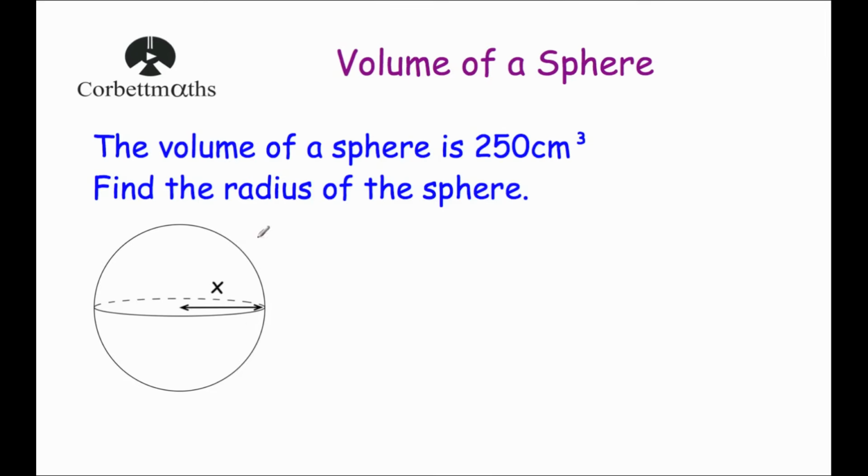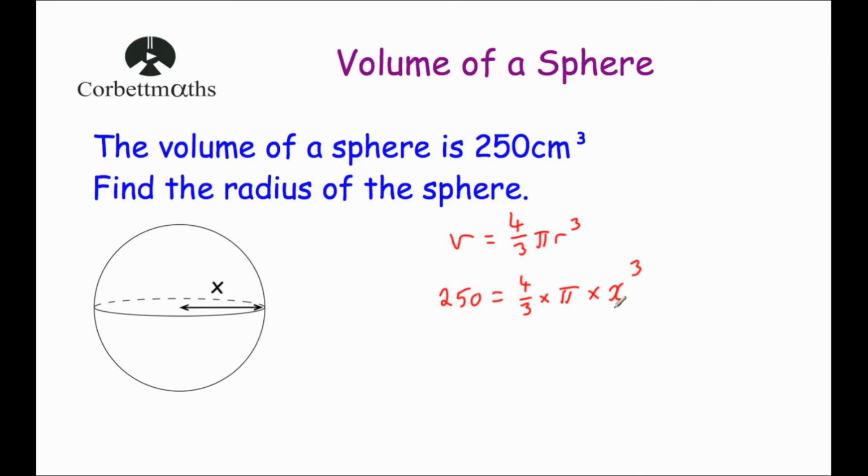Okay, and our last question. We've been given a sphere which has a volume of 250 centimeters cubed, and we've been asked to find the radius of the sphere. So in other words, working backwards. So the formula is the volume is equal to 4/3 pi r cubed. So 4/3 times pi times the radius cubed. Now the radius is equal to x, and we know the volume is equal to 250. So we've got 250 equals 4/3 times pi times x cubed.